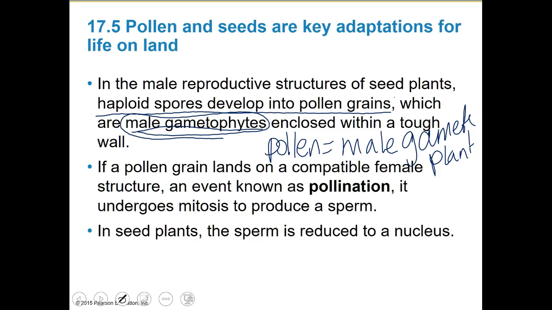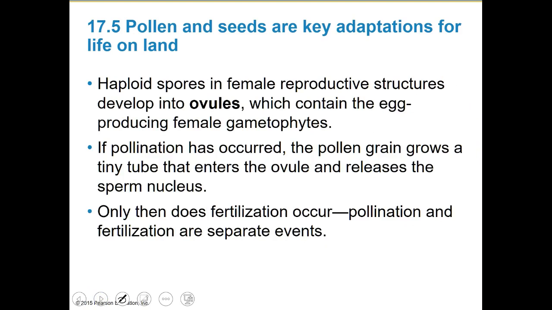So if a pollen grain lands on a compatible female structure, then we get pollination. It undergoes mitosis to produce a sperm. Same basic thing: we're going from male gametophyte to mitosis to sperm, just like we talked about before. In seed plants, though, the sperm is reduced to a nucleus. It gets more complicated, and I'll show it to you. We'll talk more about plant structures in a bit.